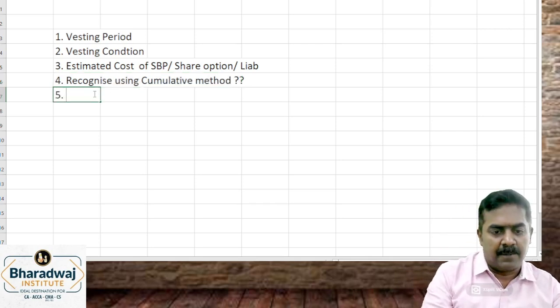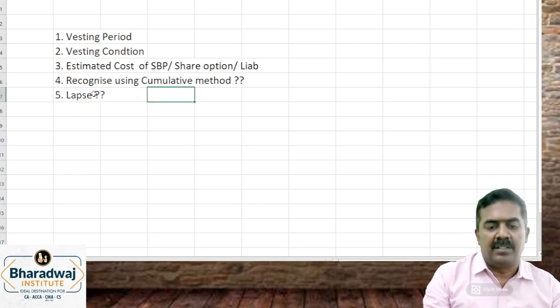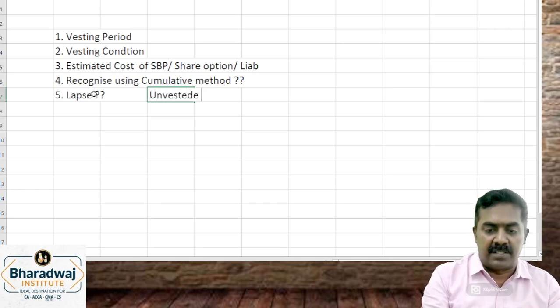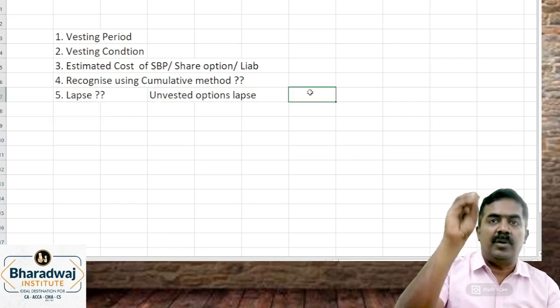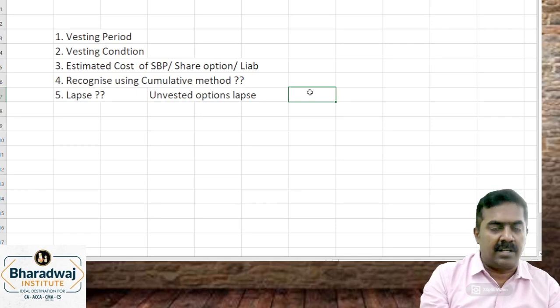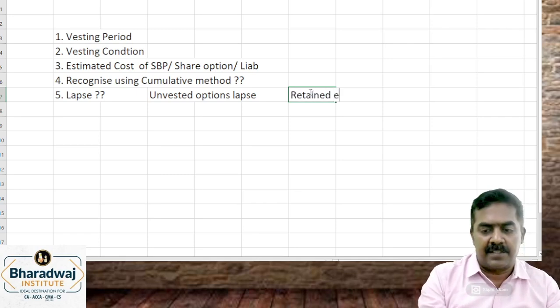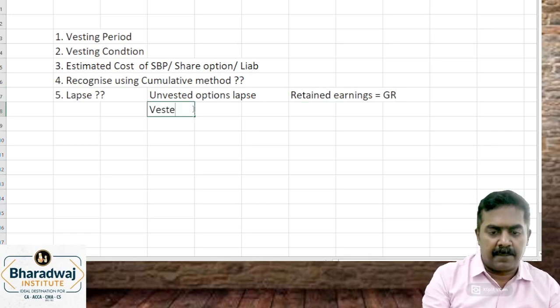And sometimes, when options lapse, what to do? There are two types of options lapsing. One is called which one? Unvested options lapse. What do you mean by unvested options lapse? During the vesting period itself, if the options lapse, adjust it and transfer to which one? Retained earnings. General reserve. Sometimes vested options lapse. What do you mean by vested options lapse?